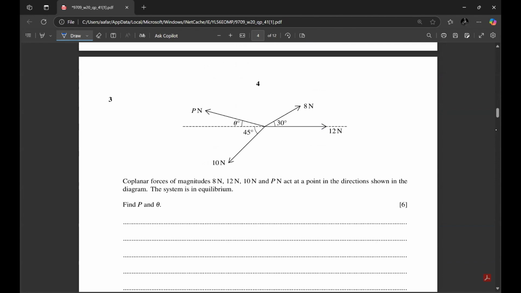Co-planar forces of magnitude 8 Newton, 12 Newton, 10 Newton, and P Newton act at a point in the directions shown in the diagram. The system is in equilibrium. Find P and theta.